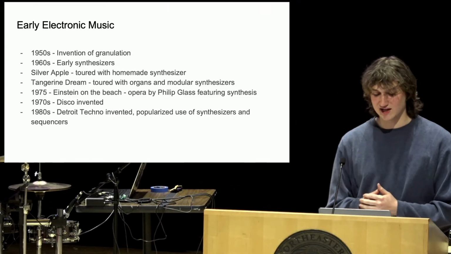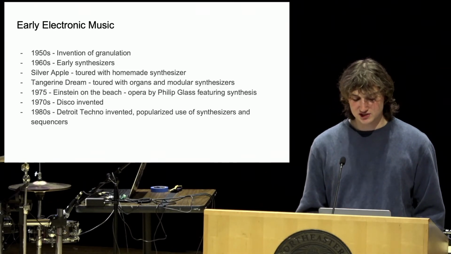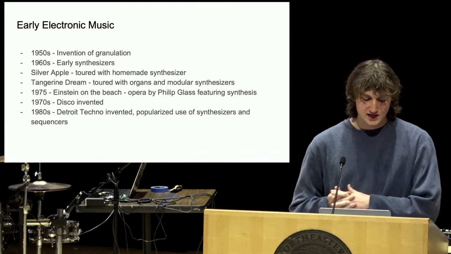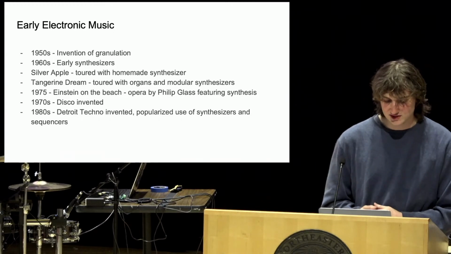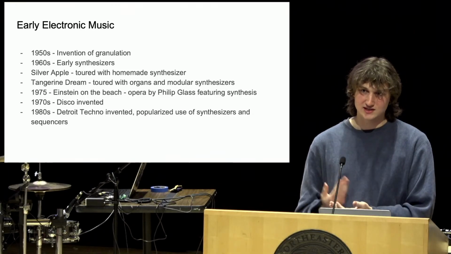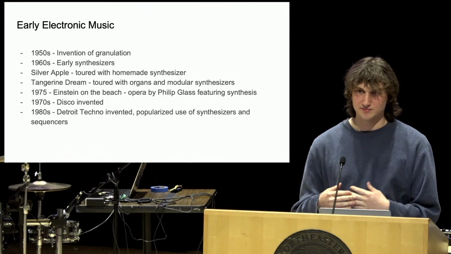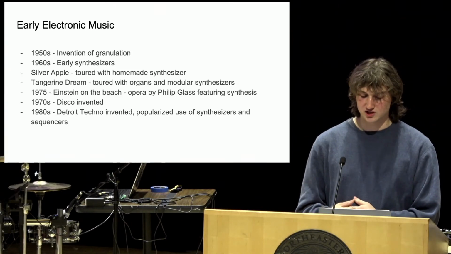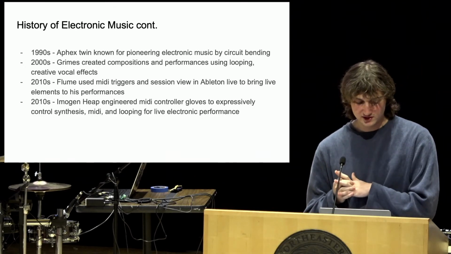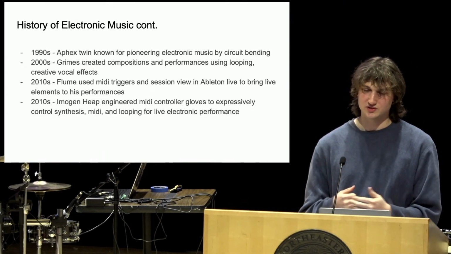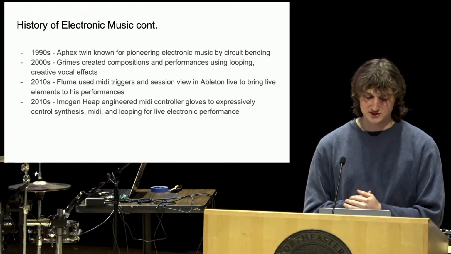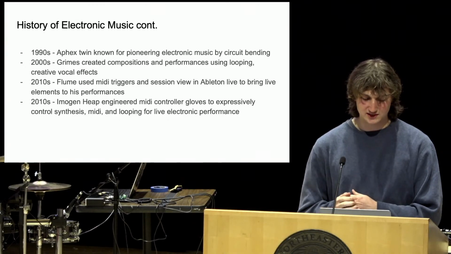In the early days, in 1975, Einstein on the Beach was an opera by Philip Glass, which featured synthesizers, which was new for opera music. And then in the 70s and 80s, we have disco and Detroit techno, which are both genres that used sequencers and synthesizers in a live context and in a production context to create electronic music. And then moving on to the 1990s, we have people like Aphex Twin, who was known for creating his own synthesizers, which really revolutionized electronic music, and circuit bending and all those things.